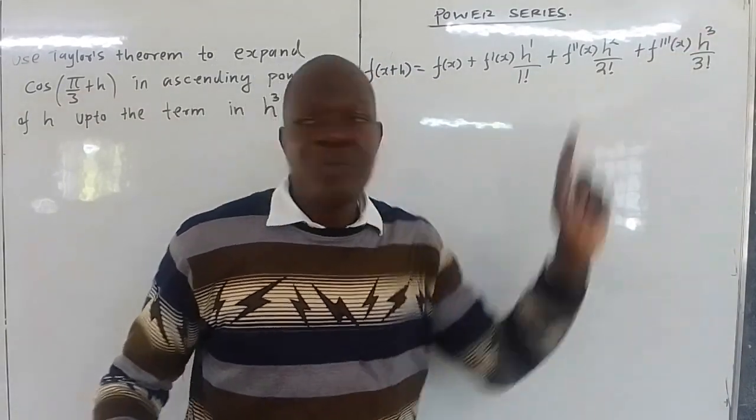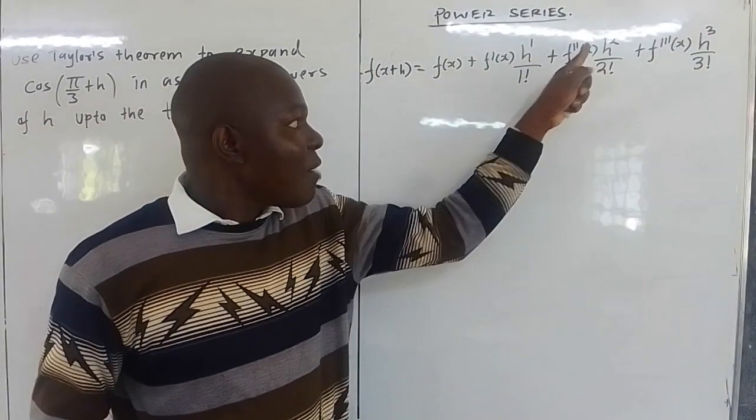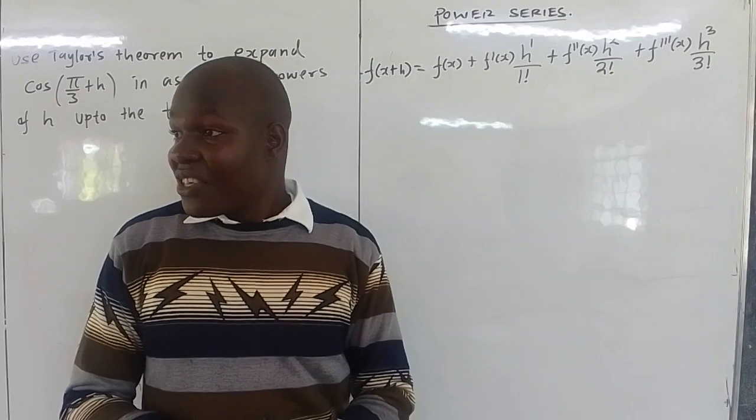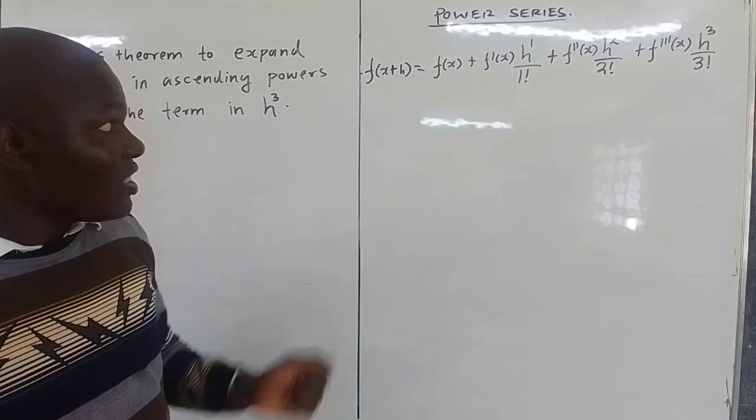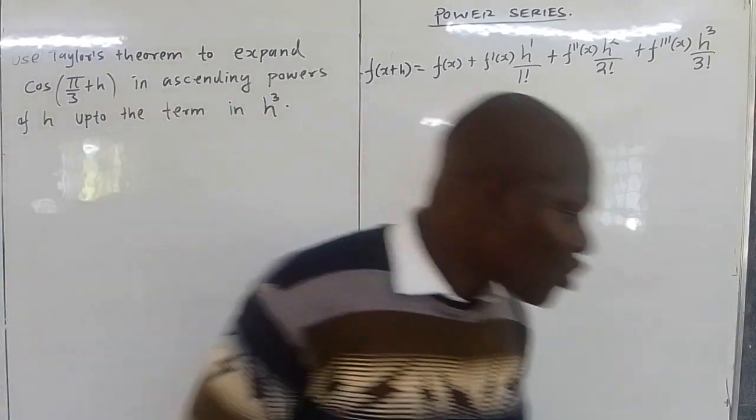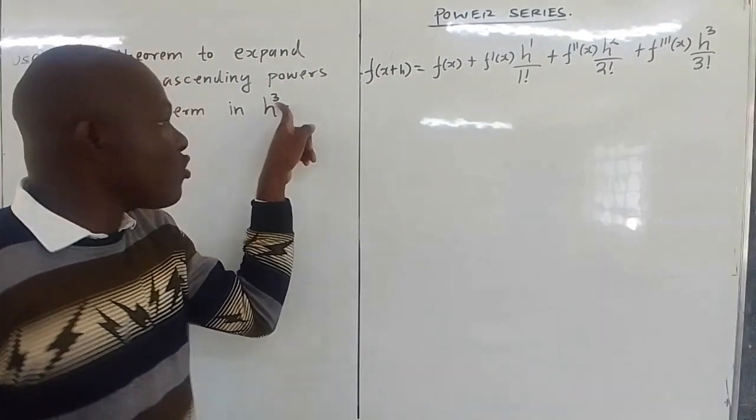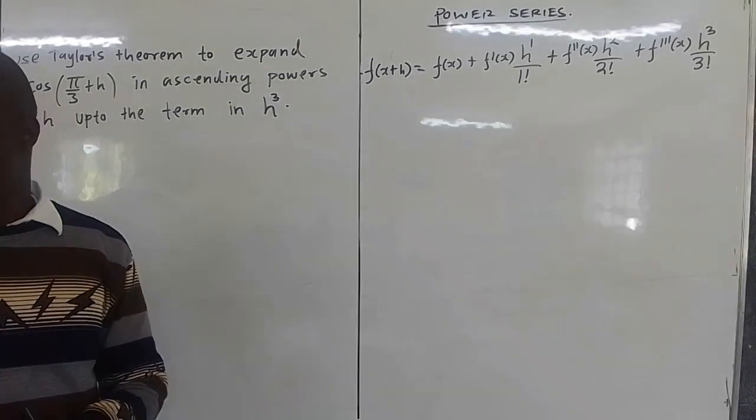When it is triple prime, it means power 3, isn't it? When it is double prime, it means power 2. See, that is an easier way of mastering it. So, that is the expansion. I've reached h to power 3, which is where they want you to reach.